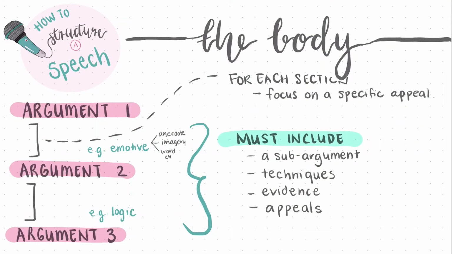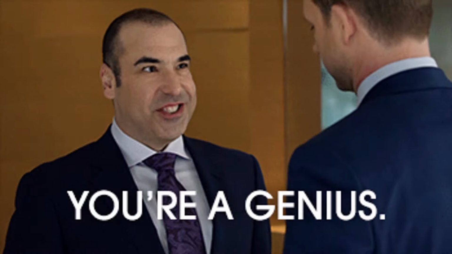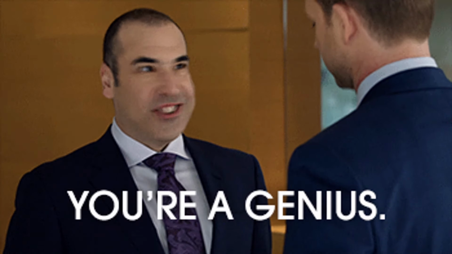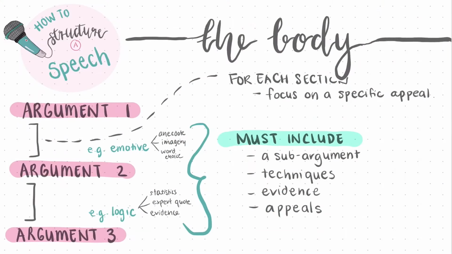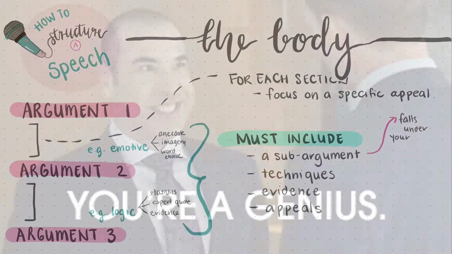Then my next sub-argument might focus on an appeal to logic to let the readers know that I'm not pulling these ideas out of nowhere. Instead, I am backing up my points with clear evidence to prove that my arguments are credible and believable. It's important that these sub-arguments fall under and directly support your contention. They should also be clear. Try not to go off topic as it can confuse the audience.